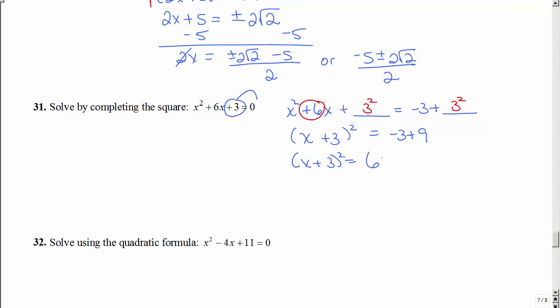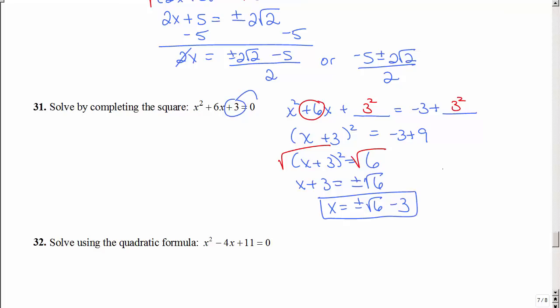And now we're back to the problem like number 30. We use the square root method. So we have x plus 3 equals plus or minus the square root of 6. Can't simplify 6, so that just stays. And then I'm going to subtract 3 from both sides. And again, you could write your answer that's perfectly legal. You could also write it like that. Either way, those are the answers to the question.